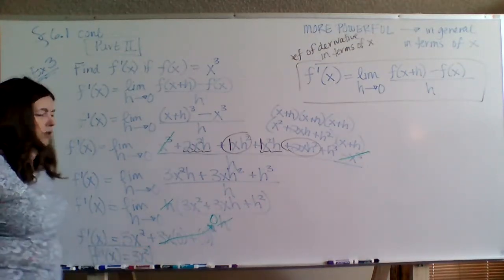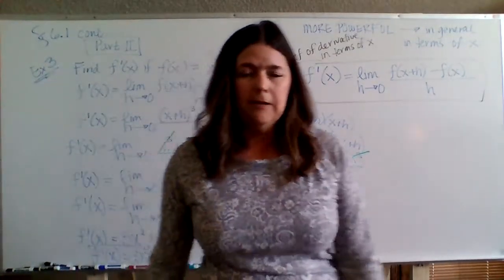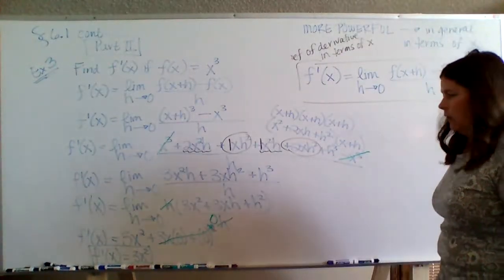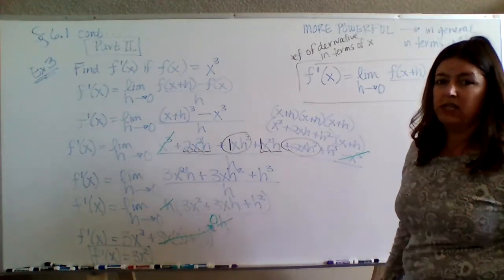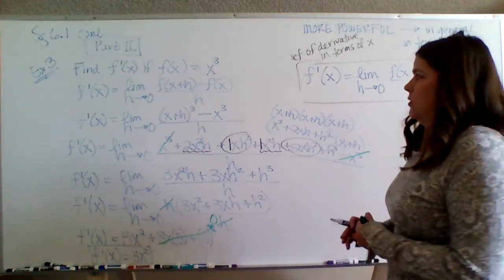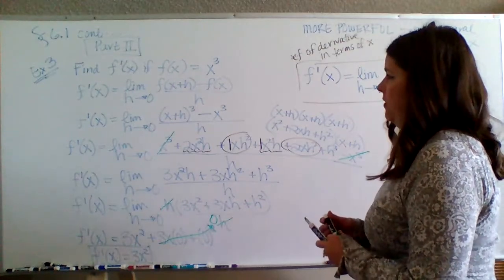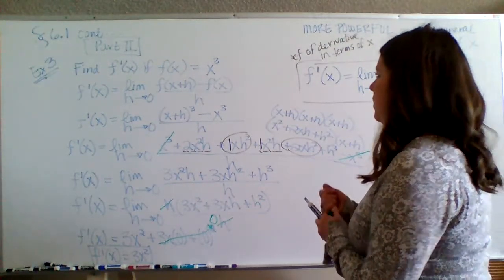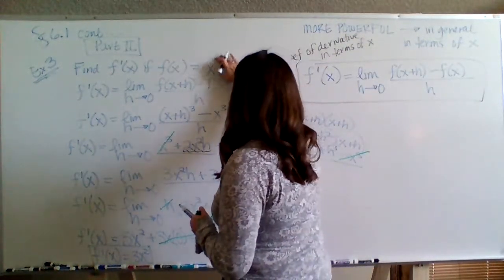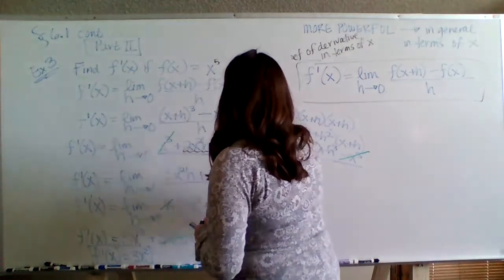So that worked out pretty slick, pretty nice. Okay? So in order to do problems when the power gets bigger, on the next problem we're going to still find the derivative in general terms, in terms of x, find f prime of x, but I'm going to change this instead of being x cubed to x to the 5th.